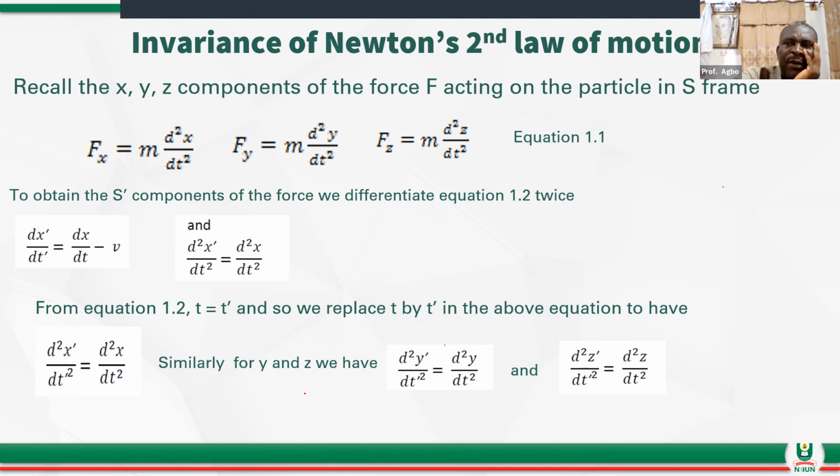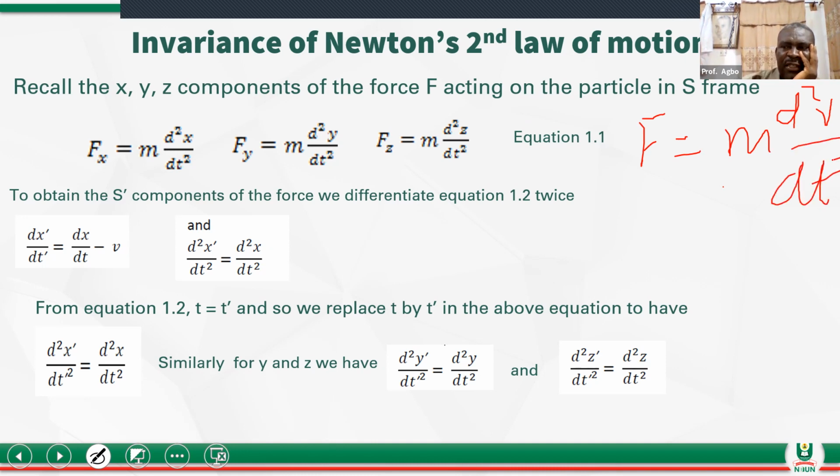And so remember that Newton's equation is F equal to ma, or m d squared x over dt squared. That is Newton's second law of motion.